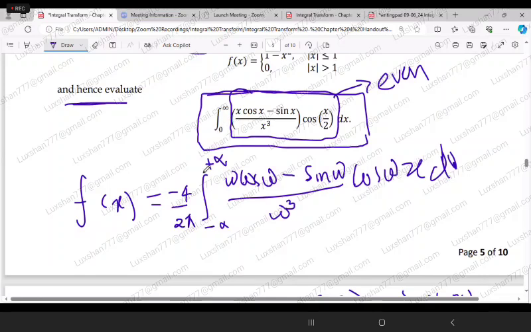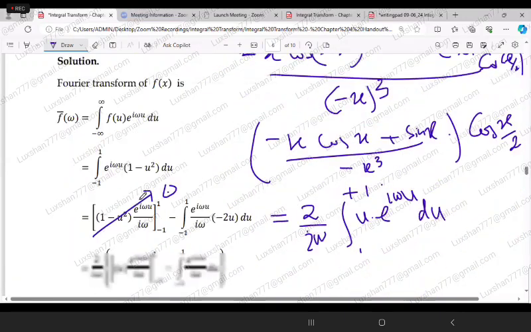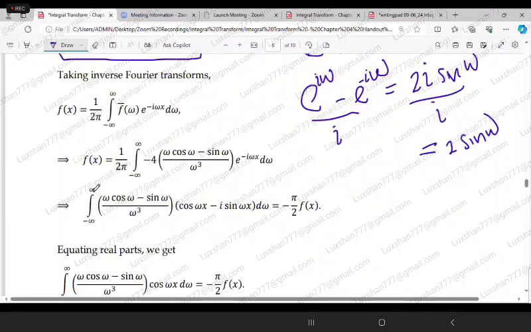So since it's an even function, you can break the limit as 2 times 0 to infinity. Here we are multiplying, so this one is replaced by cos omega x minus i sin omega x. Actually, I have 1 over 2 pi. I'm taking minus 4 also out, so then I can write it as minus pi by 2 f(x), because I'm taking the whole thing to the other side. So minus pi by 2 f(x).